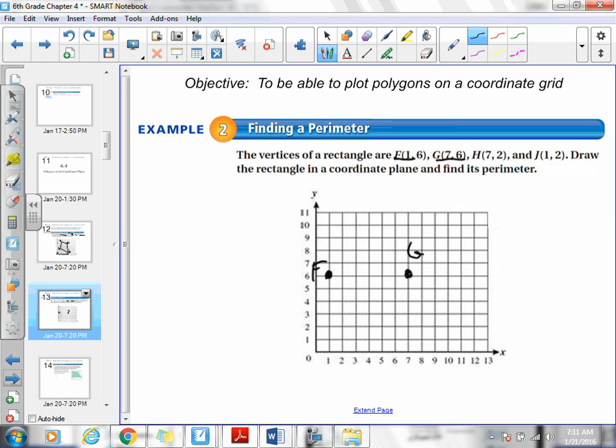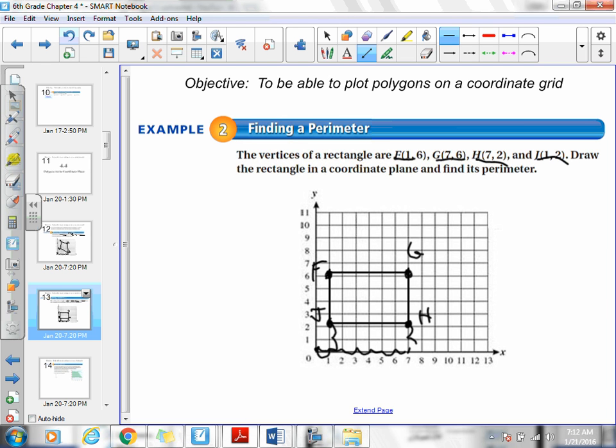All right, then we have H, which is at 7, 2. So I'm going to start at the origin. I'm going to go 7, and then I'm going to go up 2. So right there is where I have H. And then J is located at 1, 2. So that means I go over 1, up 2. Here's J. All right, draw the rectangle. So if your ordered pairs do not connect to make a rectangle, you know something's not quite right, and you should check how you graphed your ordered pairs. But they do.